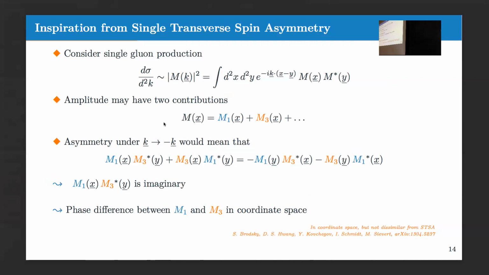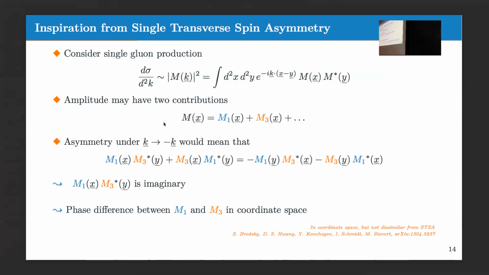But let me consider just a single gluon production. It is given by the amplitude squared, which is just a Fourier transform of two amplitudes in momentum space, so a Fourier transform of M times its complex conjugate. In principle, this amplitude can have multiple contributions, say because of the expansion in the projectile field. So it can have M1, M3, etc.